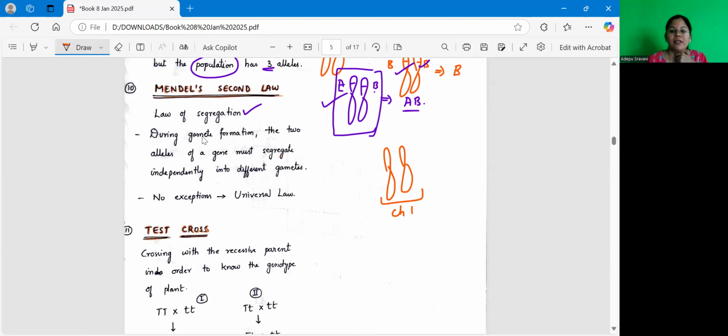What happens here? Out of these two homologous chromosomes, when gametes are being formed, one chromosome will go into one gamete, the other chromosome will go into another gamete. Isn't it? We know that. For example, a person with 46 chromosomes, out of this, 23 chromosomes will go into one gamete, the other 23 will go into the other gamete. So what is happening here? Chromosomes are getting segregated irrespective of each other. If this chromosome, let me take another example here itself.